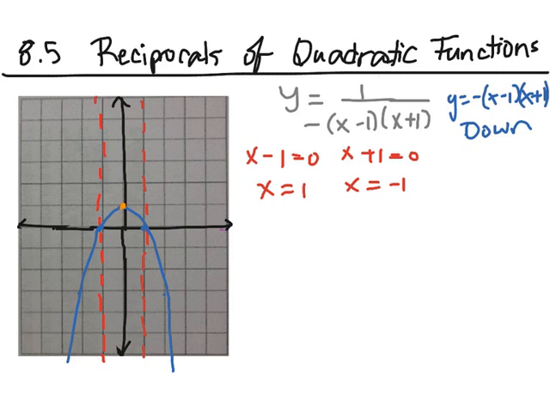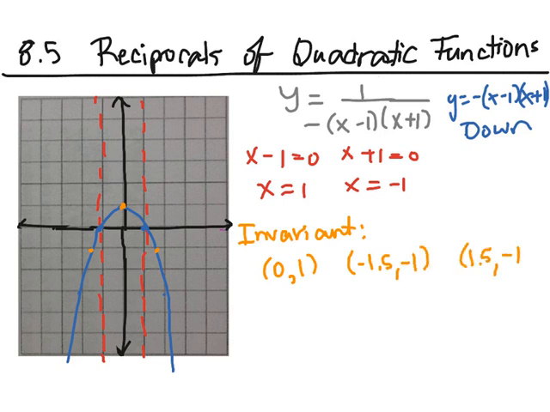So when y is positive 1 and negative 1, our invariant points are at (0, 1), (-1.5, -1), and (1.5, -1). Another way that you could do this, of course, would be to solve for these points. But from our graph, it's close to about 1.5. It might be a little bit less at 1.25. Go from about what you see.